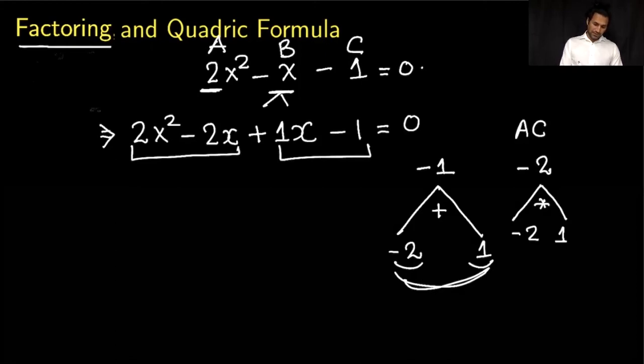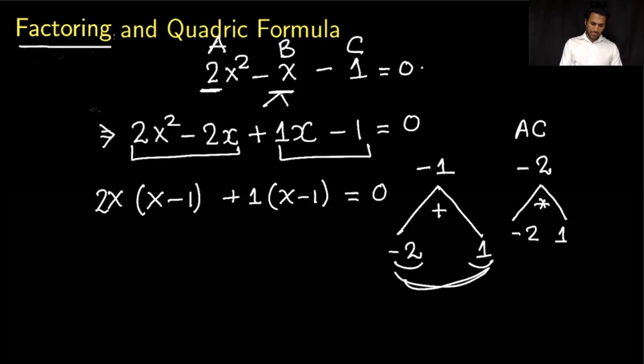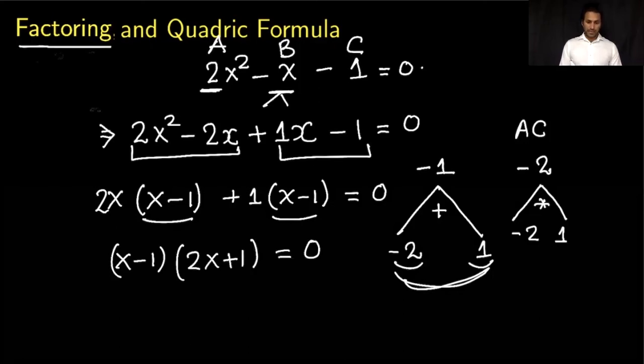And as you can see, I can pull out the common factor, which is 2x. So then I am left with x minus 1. And if I pull out negative 1, then I will get x minus 1. Now x minus 1 is a common factor between these two terms, so I can pull that factor out. So I will get 2x plus 1 is equal to 0. And now I have the product of two linear polynomials equal to 0. I will set each polynomial equal to 0 to find the roots.